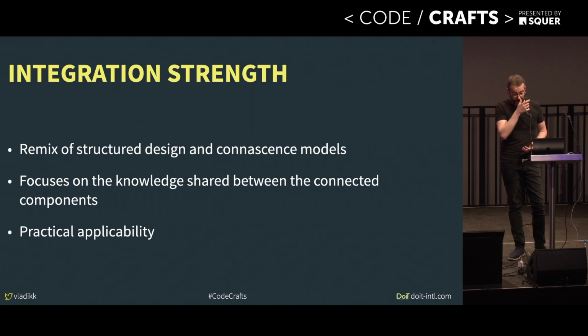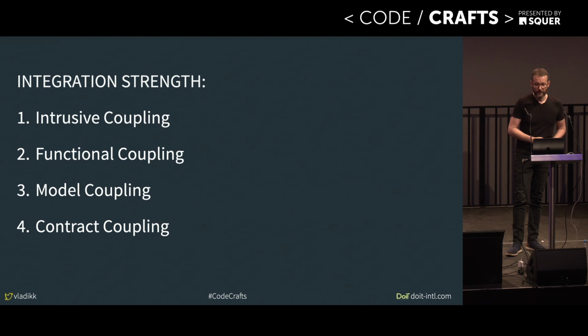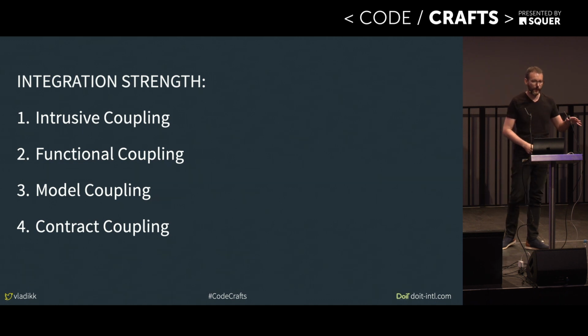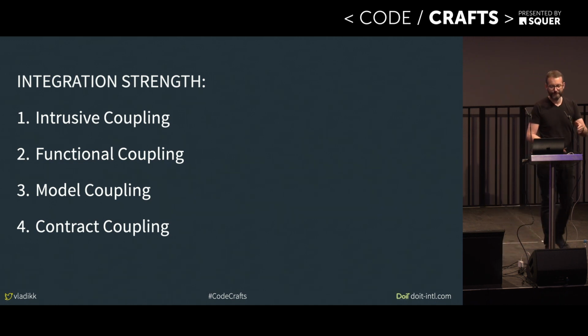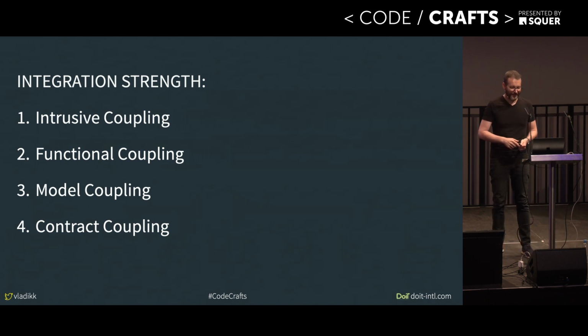Yeah, so that's integration strength. And it has only 4 basic levels: intrusive, functional, model, and contract coupling. By the way, I told you that I will let you know when it's time to start remembering things. Now's the time. So let's see them.